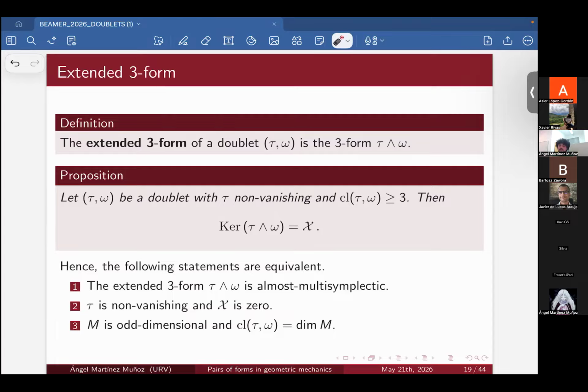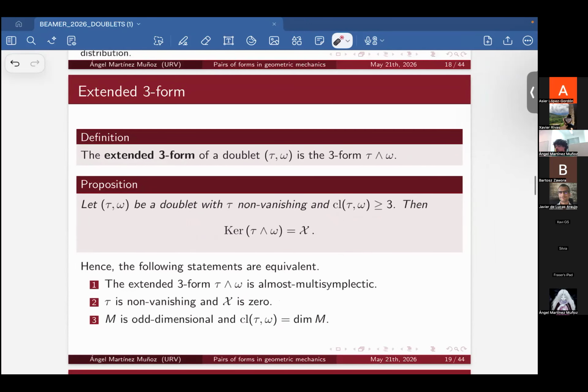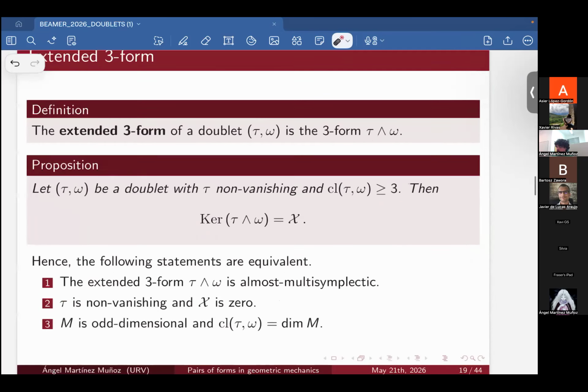And if the class is less than 3, then by the algebraic conditions we had, then also tau wedge omega will be 0. So those cases are not very interesting for this. But in the case that tau is non-vanishing and the class is bigger than 3, then you have this condition here. So the kernel of this three form is equal to the extended characteristic distribution, which at the same time is related to the characteristic distribution, right?